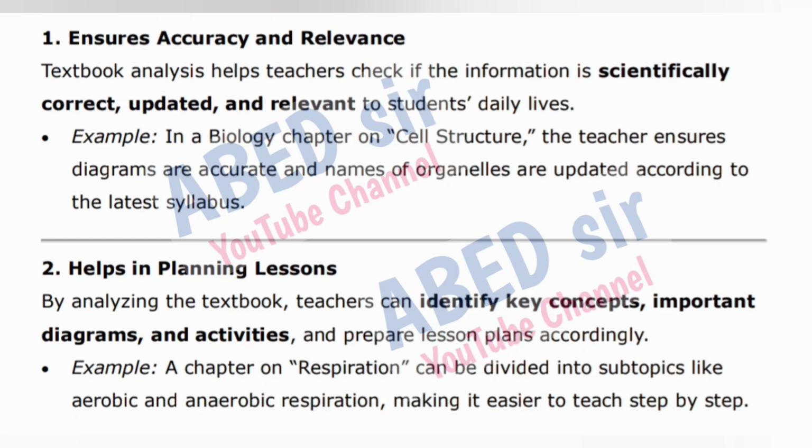1. Ensures accuracy and relevance. Textbook analysis helps teachers check if the information is scientifically correct, updated, and relevant to students' daily lives. Example: in a biology chapter on cell structure, the teacher ensures diagrams are accurate and names of organelles are updated according to the latest syllabus.